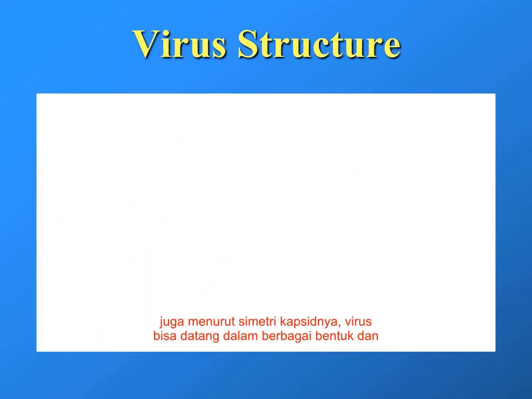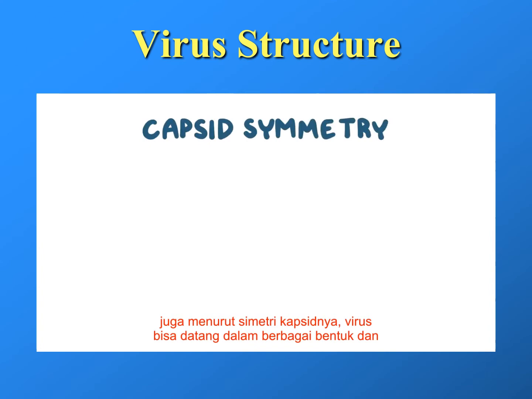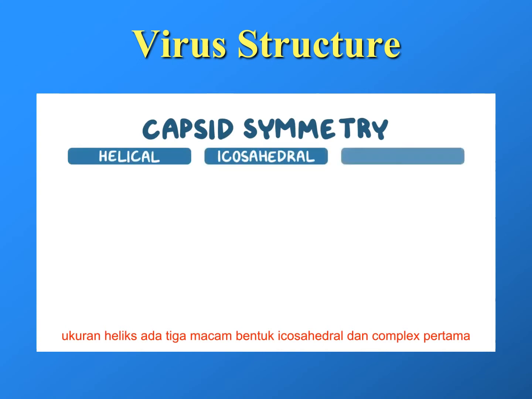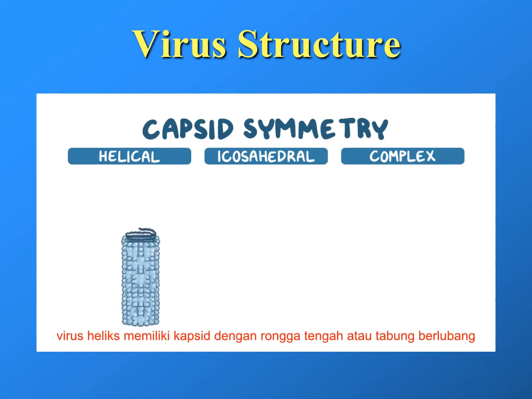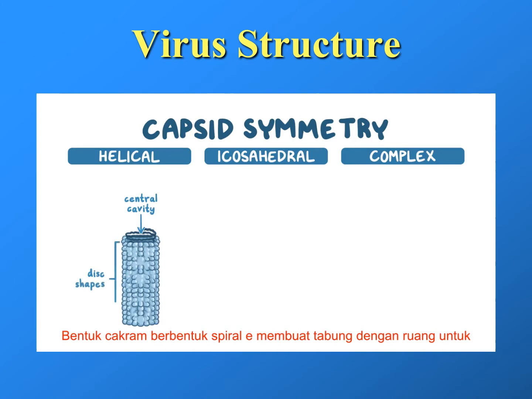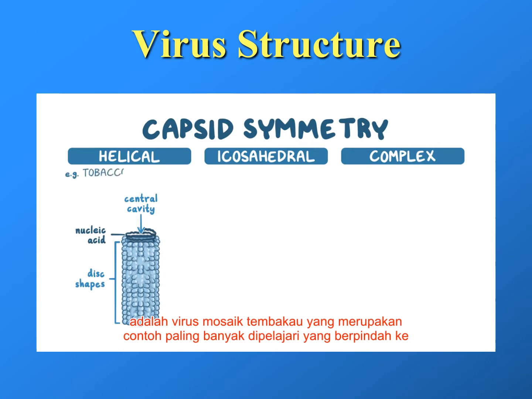Also, according to their capsid symmetry, the viruses can come in many shapes and sizes. There are 3 types of shapes: helical, icosahedral, and complex. First, the helical viruses have a capsid with a central cavity or a hollow tube, which is made by proteins arranged in a circular fashion, creating a disc-like shape. The disc shapes are attached helically, creating a tube with room for the nucleic acid in the middle. An example of a virus with helical symmetry is the tobacco mosaic virus, which is the most studied example.